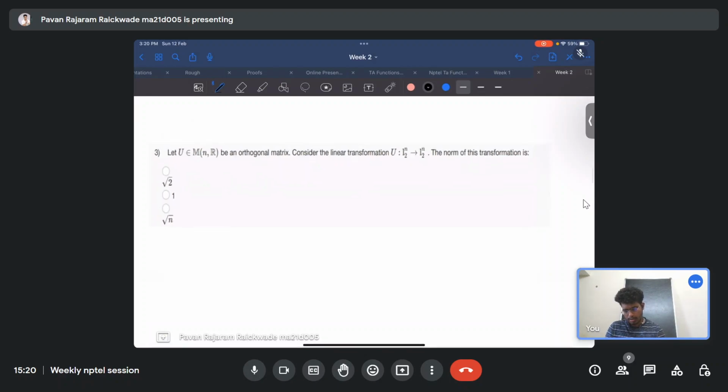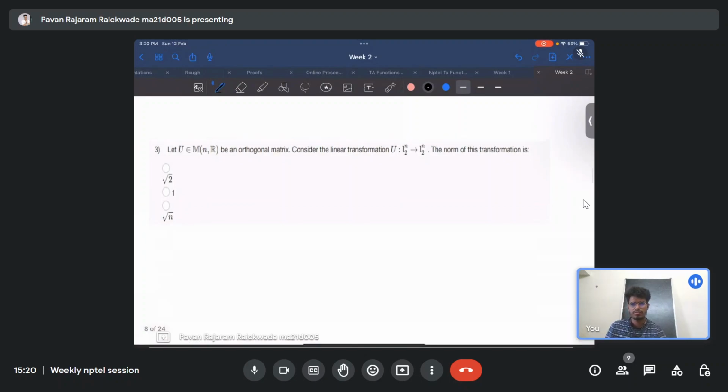This question: let U be an orthogonal matrix. Consider the linear transformation U from Rn to Rn with the two norm. The norm of this transformation is, okay, so what do you think?